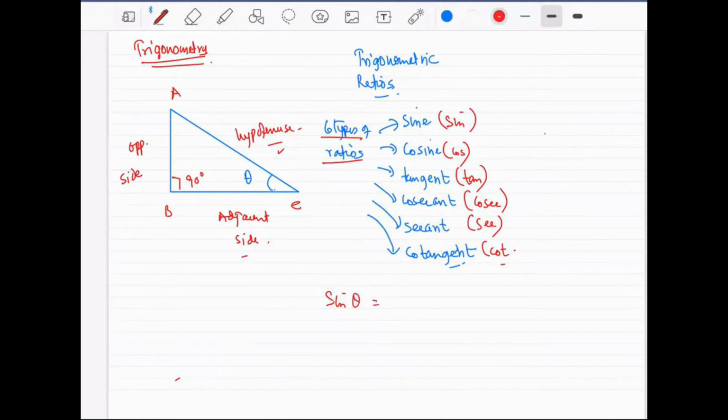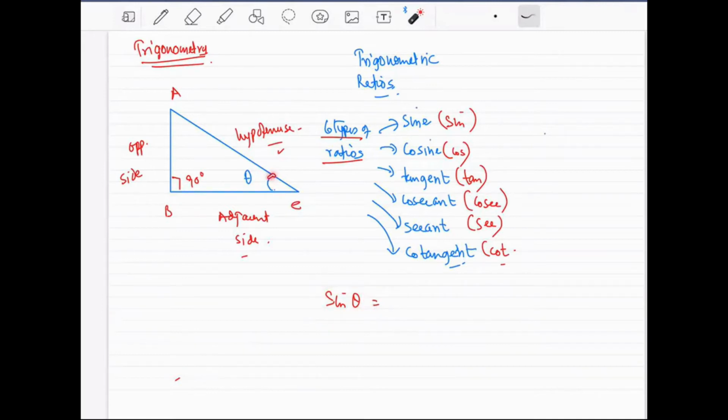What is the meaning of sine theta? The sine, these are called trigonometric ratios. Ratio means we have to divide two things. What are those two things? In case of sine, the two things are the opposite side and the hypotenuse. If I divide the opposite side of a given angle and the hypotenuse, the ratio that I'm getting is called sine of that angle.